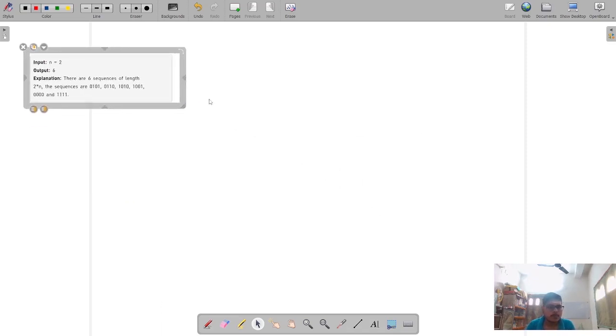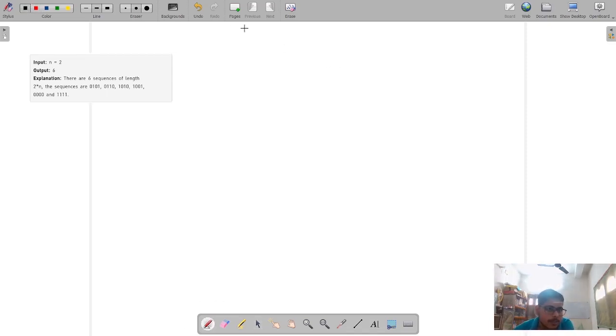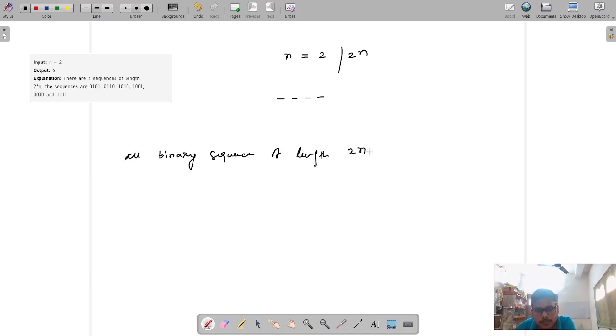So what is the question saying? We are given a number n. Suppose n is 2. So what we have to find is all binary sequences of length 2n.